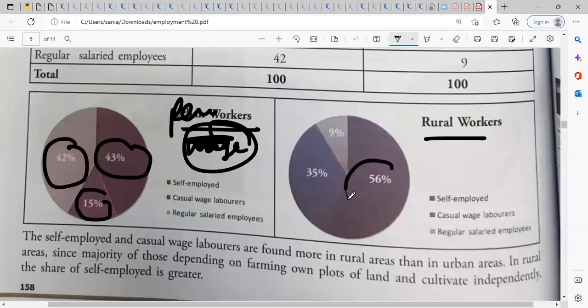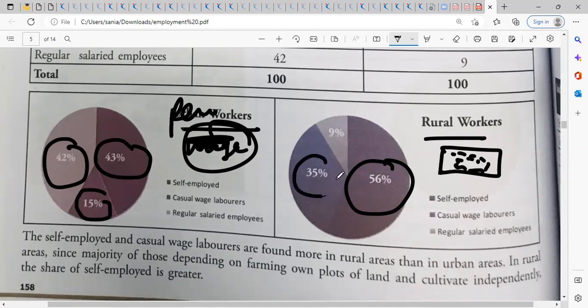But in rural areas, 56% of the people are doing self-employed work. Like I have my land, and people are working in my land, in my farm and everything. So 56% are there, and 35% are casual. Why? Because in rural areas, for example, in construction or this is my company, I will be hiring some people for agriculture work, so it is only 35%.